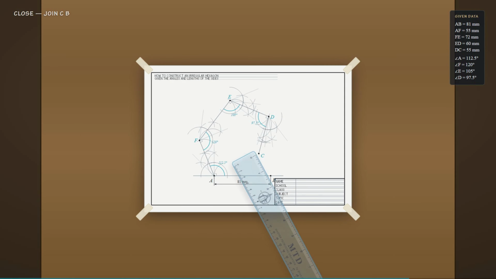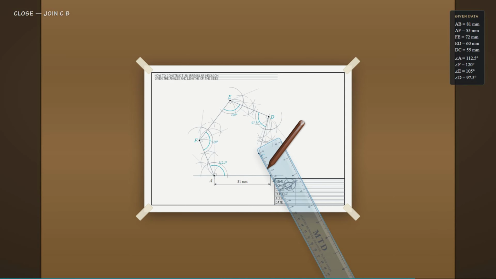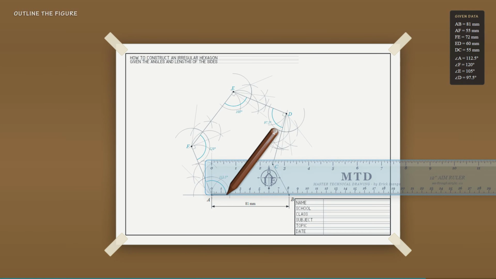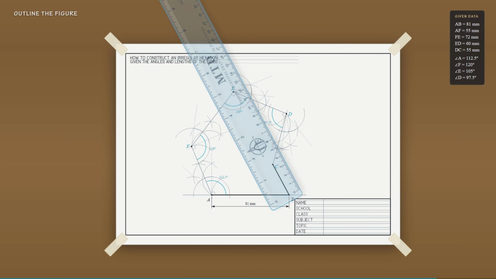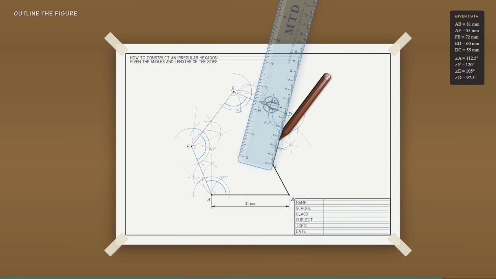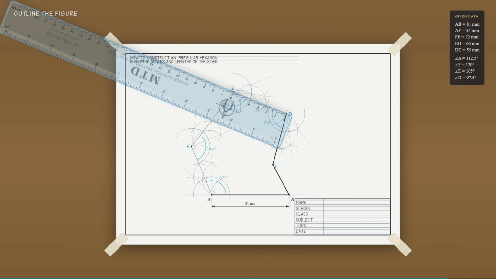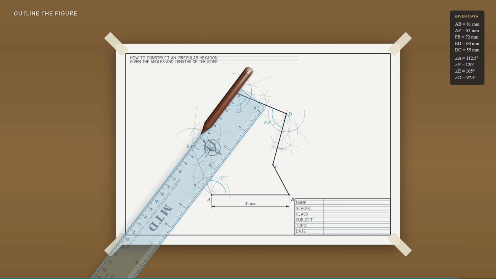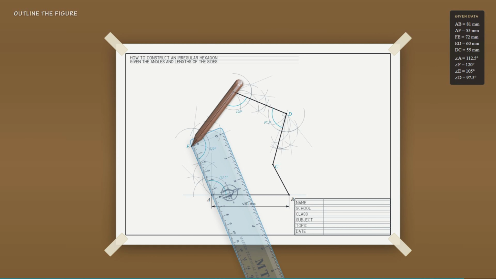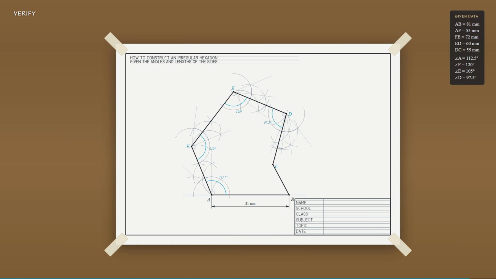Finally, we join C to B. This closing side is the result of the construction. We outline the finished figure. The irregular hexagon is complete. Its 4 given angles and 5 given sides are satisfied, and the closing side BC follows by construction.